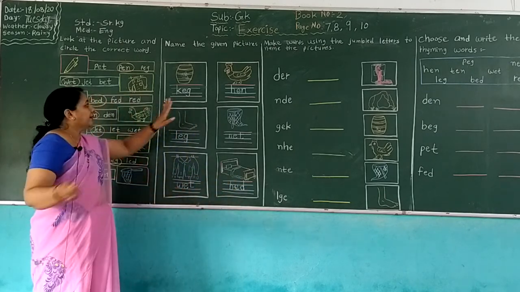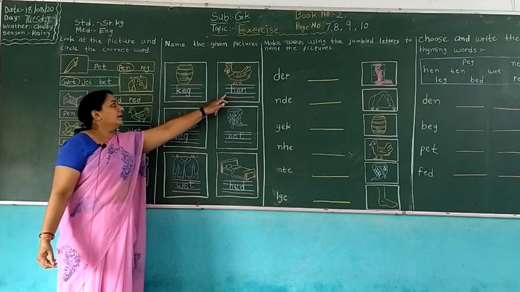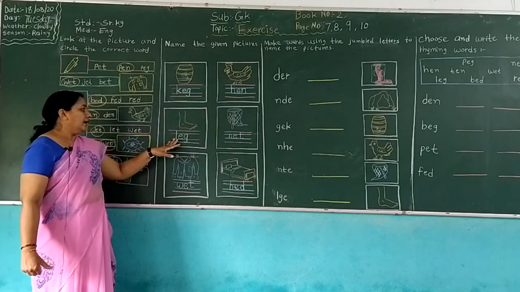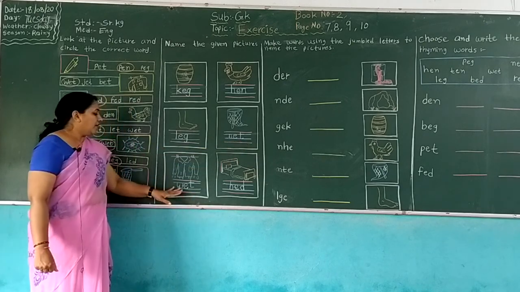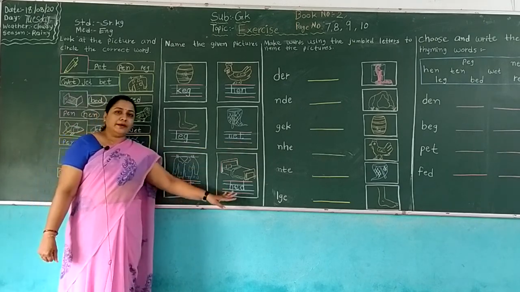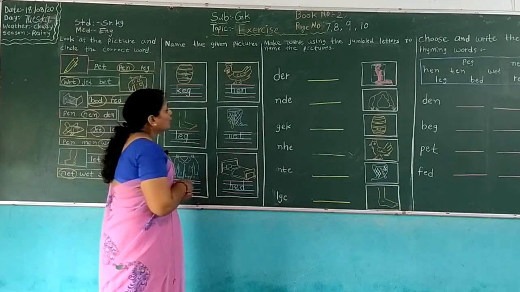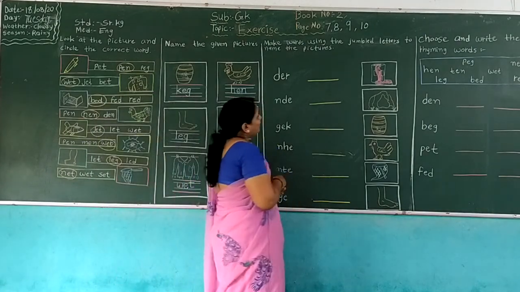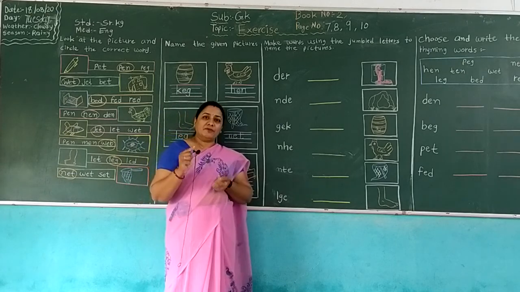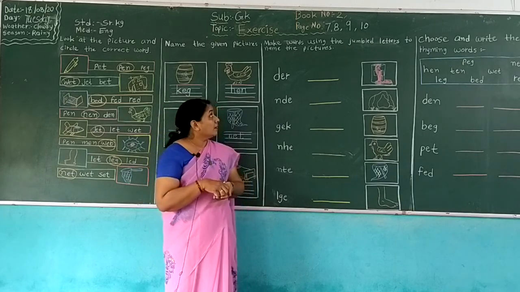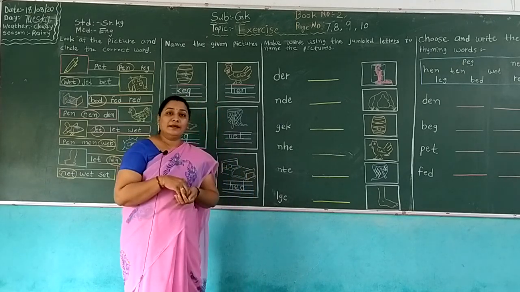Okay, I repeat again: cat, hand, leg, net, wet, and bed. Now the next page, fill up everybody, page number 9. Fill up your book, book number 2 and page number 9.